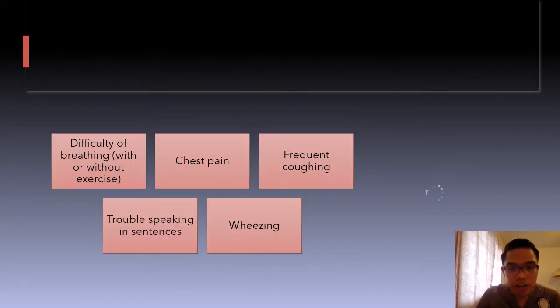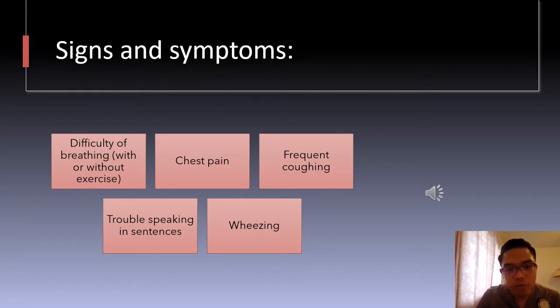These are the signs and symptoms of asthma. First is difficulty in breathing, which can occur with or without exercise. For example, if you were playing with your friends outside and suddenly you were gasping for air, or trying to take a deep breath in but couldn't get any air. Another is chest pain, where you feel that your chest is very heavy. That would also occur.